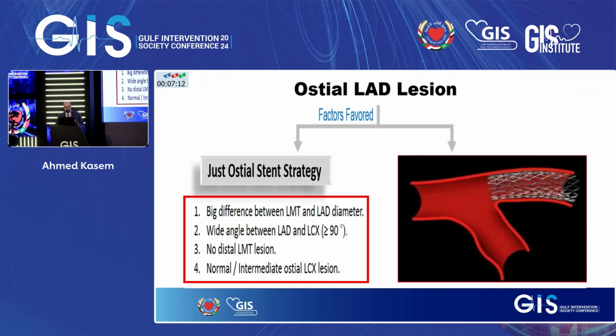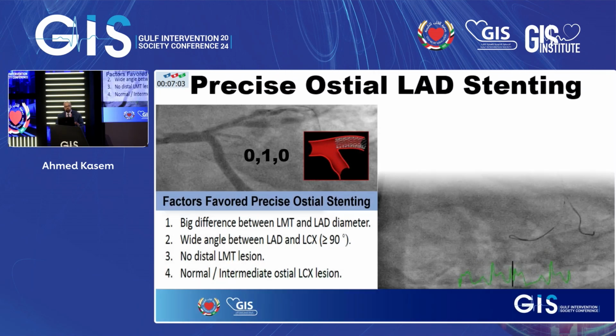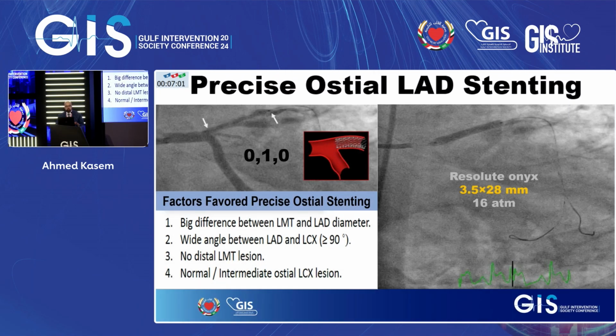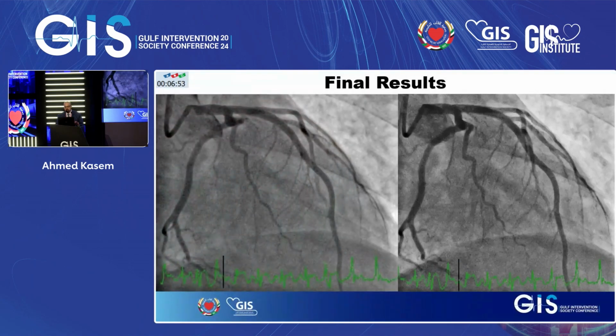So we came to decision making about the stenting, whether crossover stenting or precise ostial stenting, especially in our patient with a wide angle of more than 90 degrees, normal left main, and normal ostial circumflex. So I decided to make a precise ostial LAD stenting, 0-1-0 Medina classification. I deployed a Resolute 3.5 by 28 at 16 atmospheres. And this is the final result.